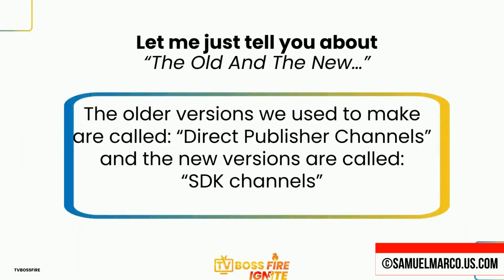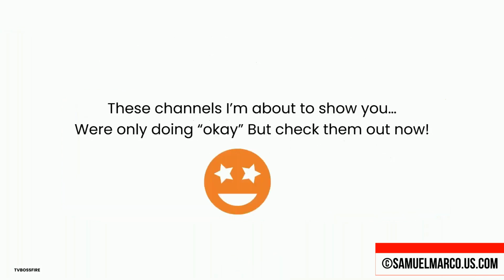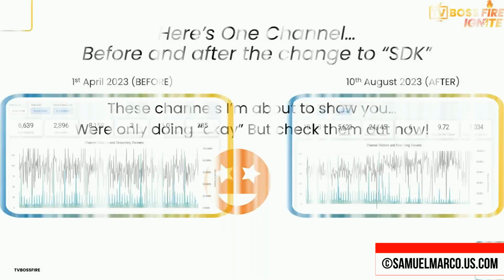Now, let me just tell you about the old and the new. The older versions we used were called direct publisher channels, like I just mentioned. And the new versions are called SDK channels, software development kit channels. Now, these channels I'm about to show you, we're only doing okay, but check them out now. And we have a before and after.